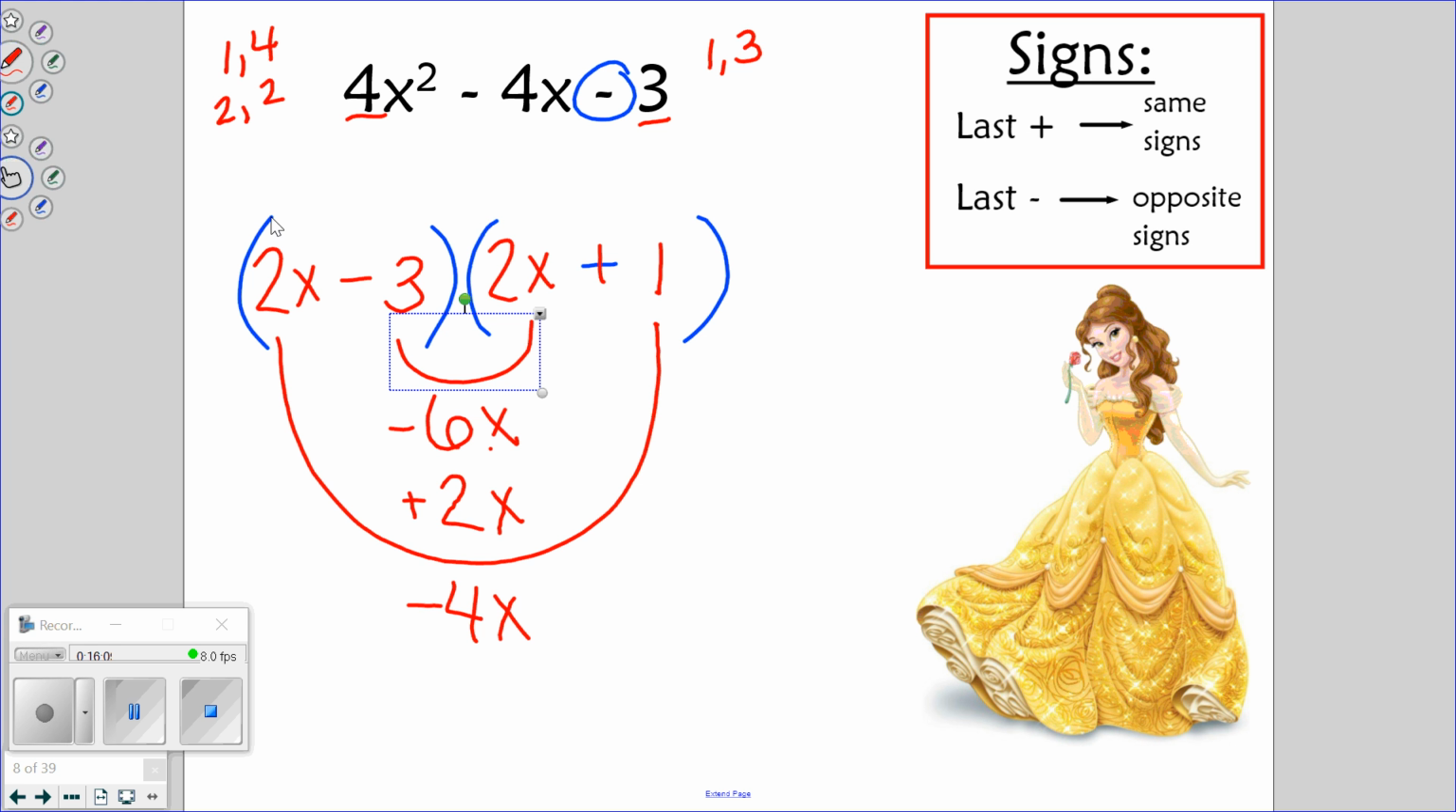So don't panic on your signs. If I know one's plus, one's minus from the start, stick them in. Do your math, and if you get the right number with the wrong sign, just flip them, and then it fixes it. Okay, that's not so bad, right?